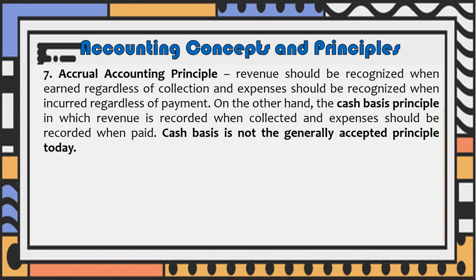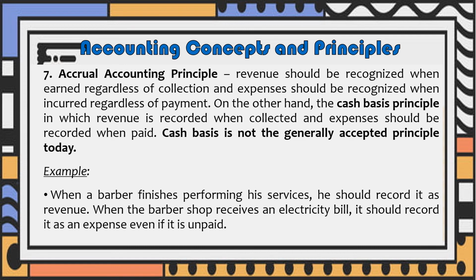Next, the accrual accounting principle. In this principle, revenue should be recognized when earned, regardless of collection. Same goes with expenses, which are recorded when incurred regardless of payment. But in the cash basis principle, revenue is logged when collected, and expenses should be recorded when paid. A cash basis is not generally an accepted principle today. For our example, when a barber finishes performing his services, he should record it as revenue. When the barber shop receives an electricity bill, it should record it as an expense even if it is unpaid.